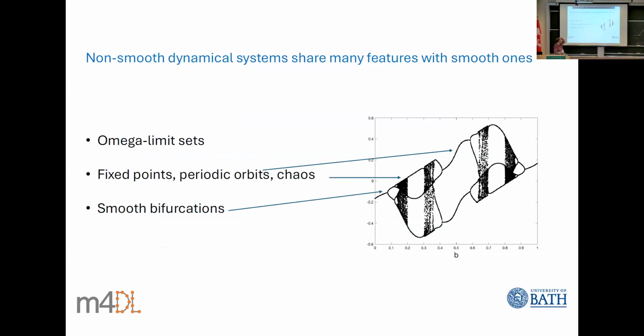Here's an example of a bifurcation diagram, which I shall motivate a bit later, of what is basically a non-smooth map, showing all the classic bifurcations one might expect: period doubling cascades, chaotic behavior, all of that sort of stuff. But also, there's a whole wealth of other types of structure that you can see as well. What we call discontinuity-induced bifurcations.